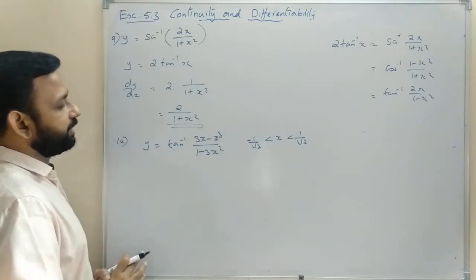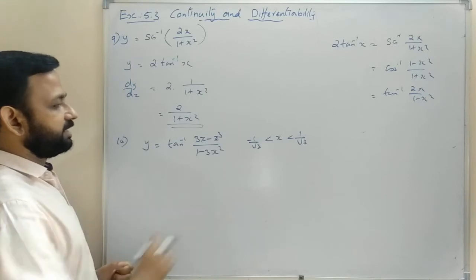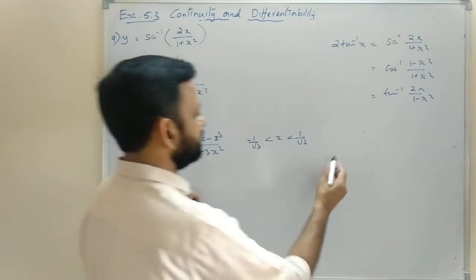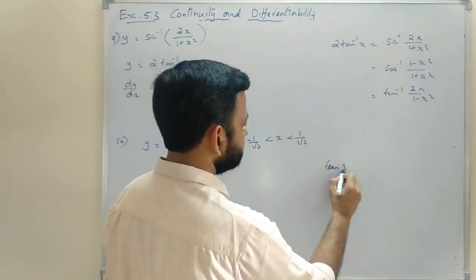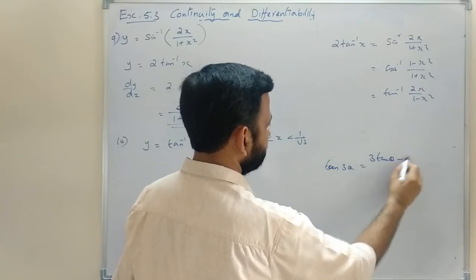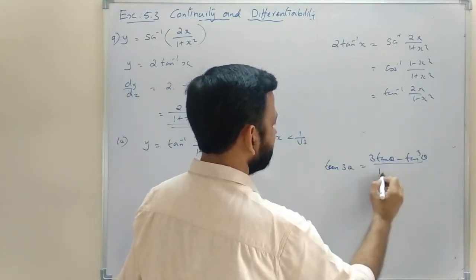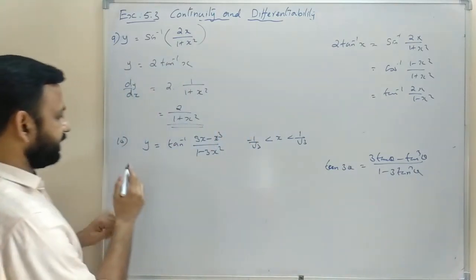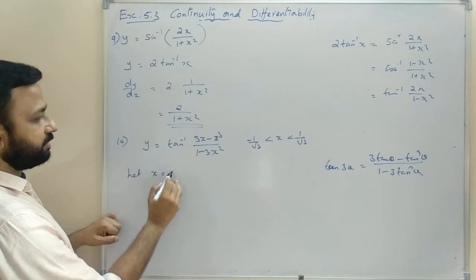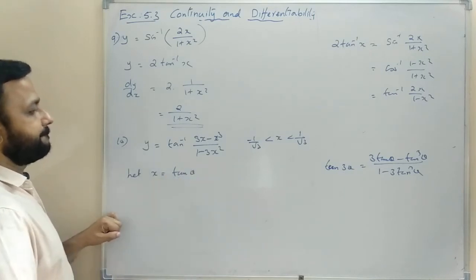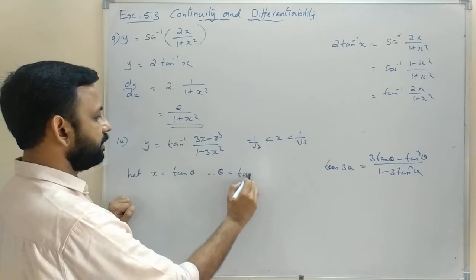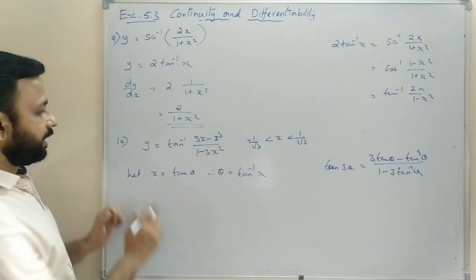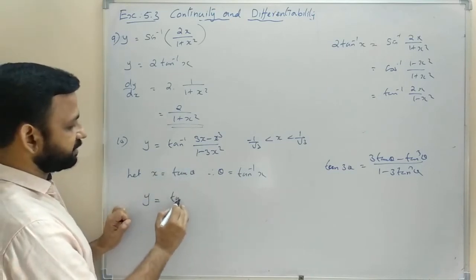So we can substitute x is equal to tan theta: 3 tan theta minus tan cube theta divided by 1 minus 3 tan square theta, that is tan 3 theta. Tan 3 theta is equal to 3 tan theta minus tan cube theta divided by 1 minus 3 tan square theta. So we can take let x is equal to tan theta. Therefore theta is equal to tan inverse x. When x is equal to tan theta, then theta is equal to tan inverse x.